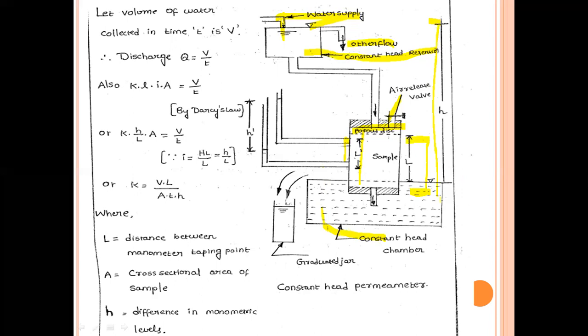Here discharge Q equal to V by T. Also K into I into A equal to V by T, by Darcy's law, or K into H by L into A equal to V by T, that is, I equal to HL by L equal to small h by L. So K equal to, finally, V into L by A into T into H, where L equal to distance between manometer tapping points, A equal to cross sectional area of the sample, and H equal to difference in the manometric levels.